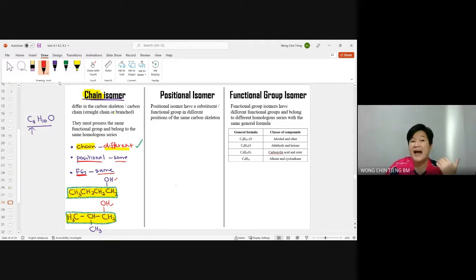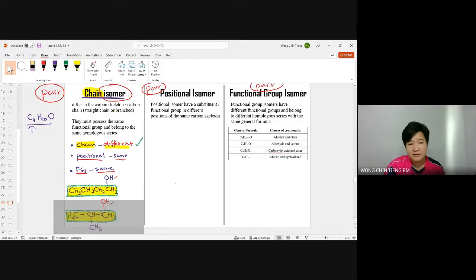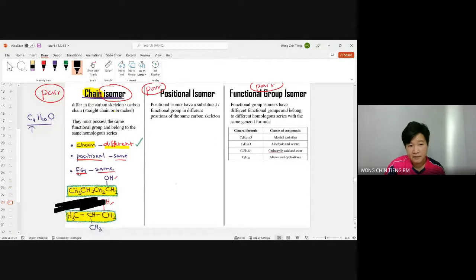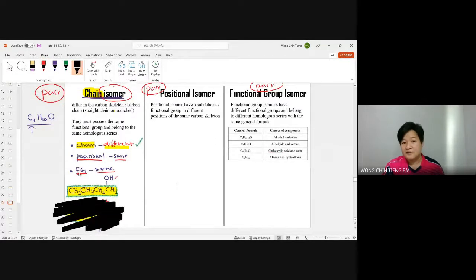And when I say isomer, when I say chain isomer, it must be in a pair. Semua isomer kena duduk sepasang. Kenapa semua isomer kena duduk sepasang? Very simple, sayang. Bayangkan Miss Wong tak ada benda ni. Saya tak lukis yang ni. Okay, kita padam yang bawah ni. Kita tak lukis yang ni. Saya ada yang atas je. Boleh tak saya kata rantai dia berubah?